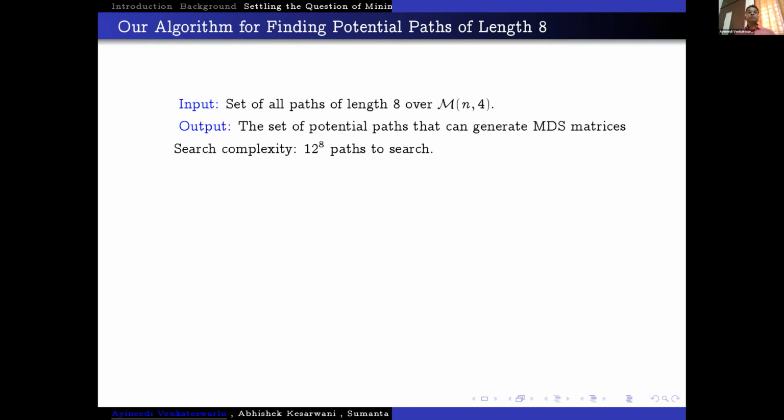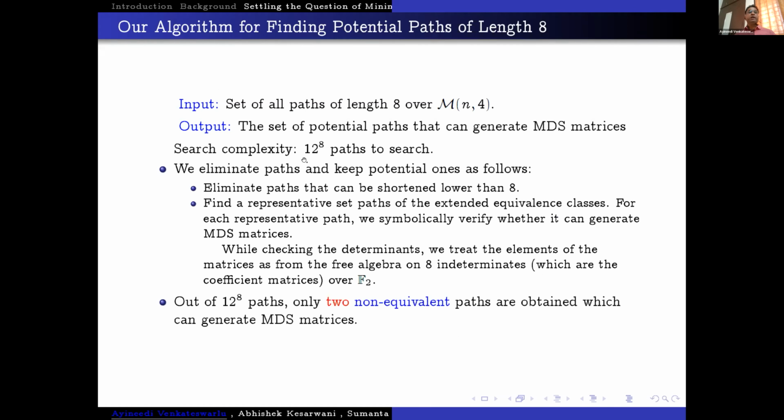There are 12 power 8 paths because there are 12 type 3 matrices, and we want to check for potential paths that can generate MDS matrices. First, we eliminate all those paths that can be shortened. That means only paths of length less than 8 cannot generate MDS matrices, so we eliminate all those paths. Then from the remaining paths, we consider only representative paths of these extended equivalence classes. Then we search only those representative paths symbolically, to see whether they can give MDS matrices. You can check the paper for the details.